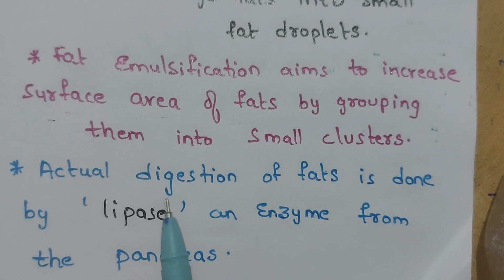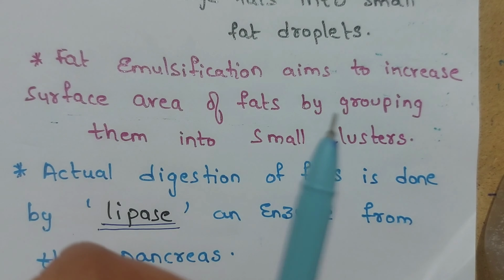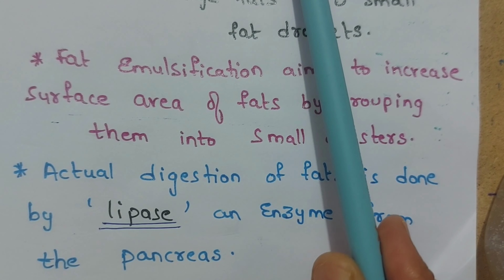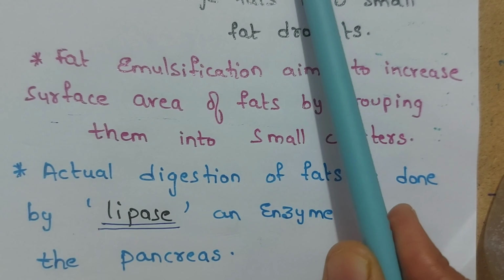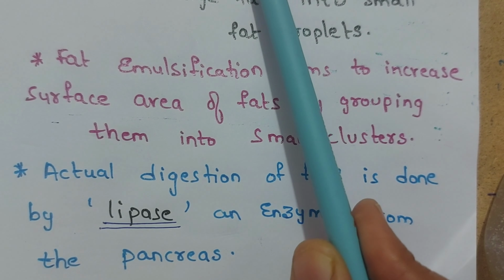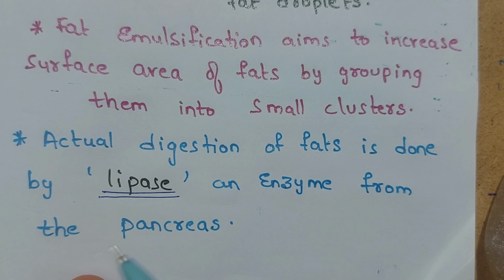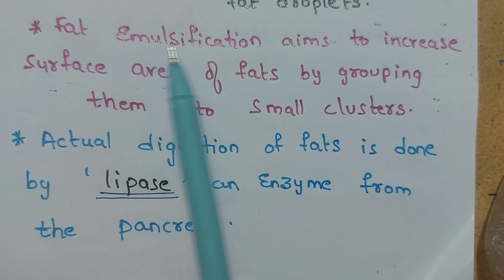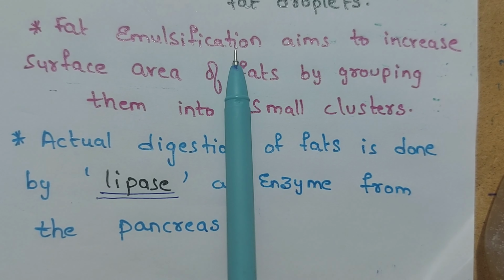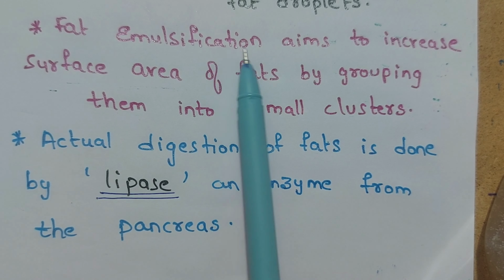Actual digestion of the fats is done by the lipase enzyme. I already said that from the pancreas, some digestive enzymes will be secreted. Those enzymes will also travel along with the bile juice through this hepatopancreatic duct. So what are those pancreatic enzymes? Lipase is one of the enzymes for fat digestion. Only bile helps in the emulsification of the fats. Emulsification means breaking down of the fats into small droplets or globules, we can call it.